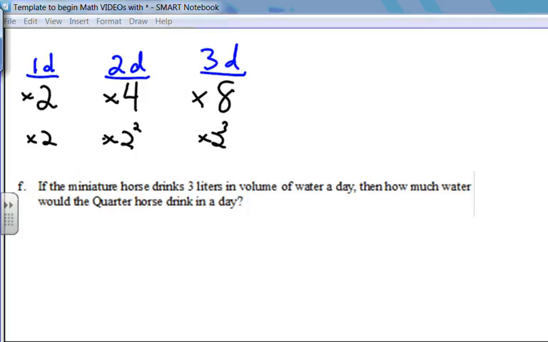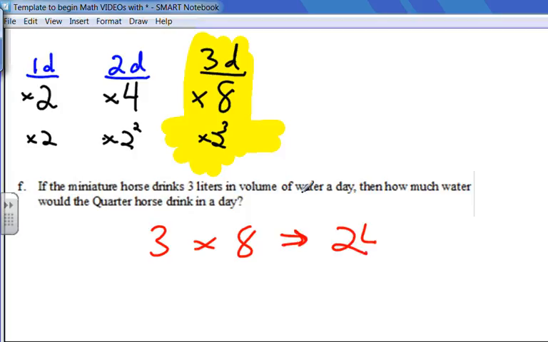For this question, if the miniature horse drinks 3 liters of water a day, then how much will the quarter horse drink? Well, this is water filling space in the tummy, so it's 3 dimensions. Liters is a 3-dimensional unit. So for this problem, anything that's measured in 3 dimensions for the small horse will be multiplied by 8, the linear scale factor cubed, and that will give you the corresponding volume for the large horse. Alright, so 3 liters for the small horse gets multiplied by 8. The large horse would drink 24 liters of water.